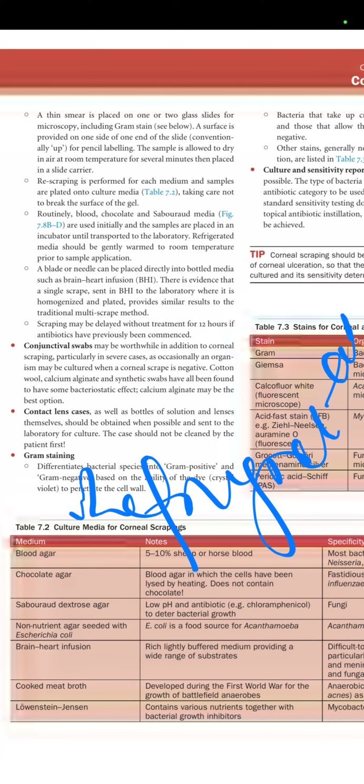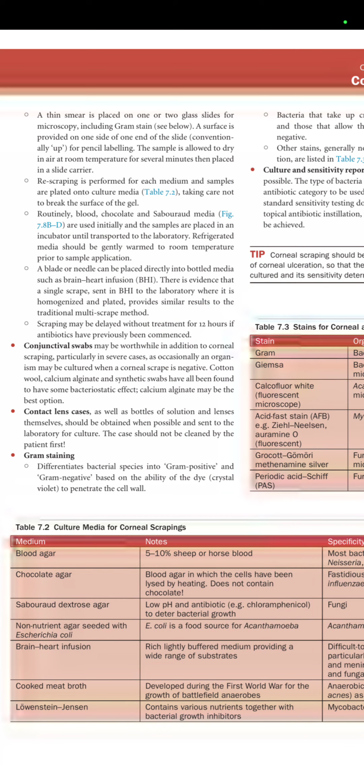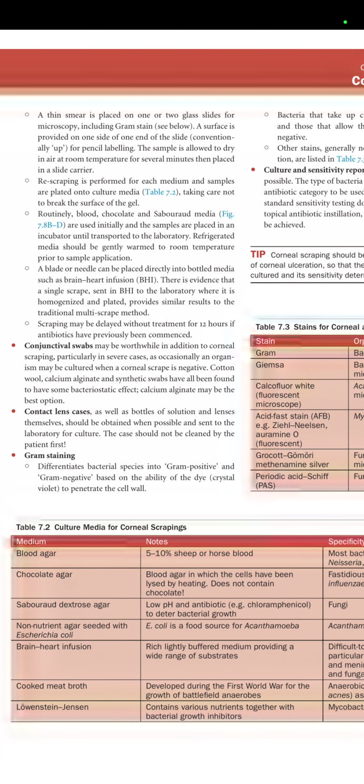And alternatively, you can do that. Brain heart infusion is basically a liquid medium, and we tend to put a needle or blade directly into that media. There is evidence that a single scrape sent in BHI to the laboratory, where it is homogenized and plated, provides similar results to the traditional multi-scrape method. Scraping may be delayed without treatment for 12 hours if antibiotics have previously been commenced. This is how we do scraping.